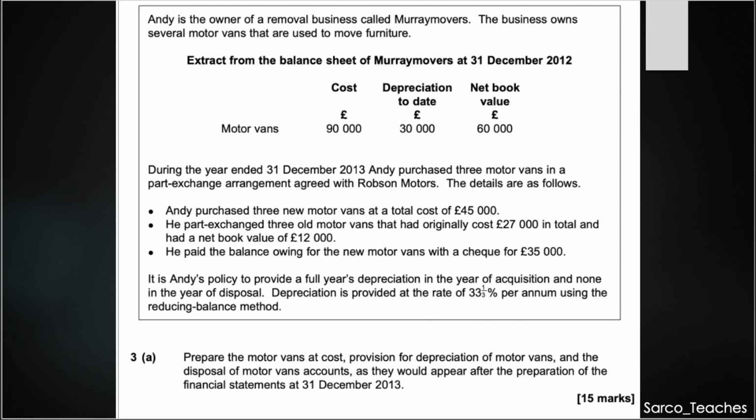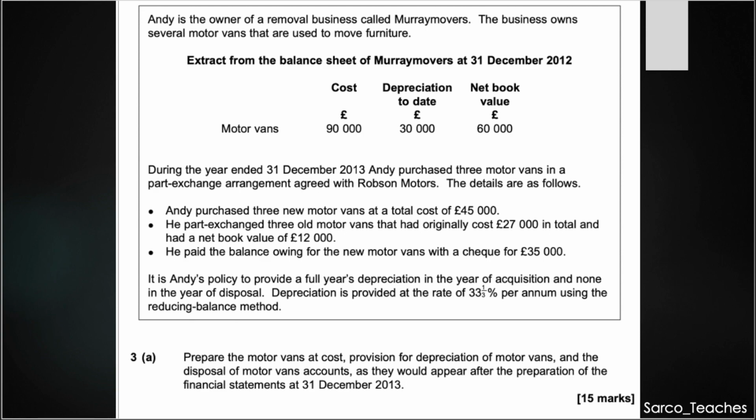So let's read it. Andy is the owner of a removal business called Murray Movers. The business owns several motor vans that are used to move furniture. Extract from the balance sheet of Murray Movers at 31st December 2012. Then it says motor vans, so these are the cost, depreciation, and net book value. Then underneath it says, during the year ended 31st December 2013, Andy purchased 3 motor vans in a part exchange arrangement agreed with Robinson Motors. The details are as follows.